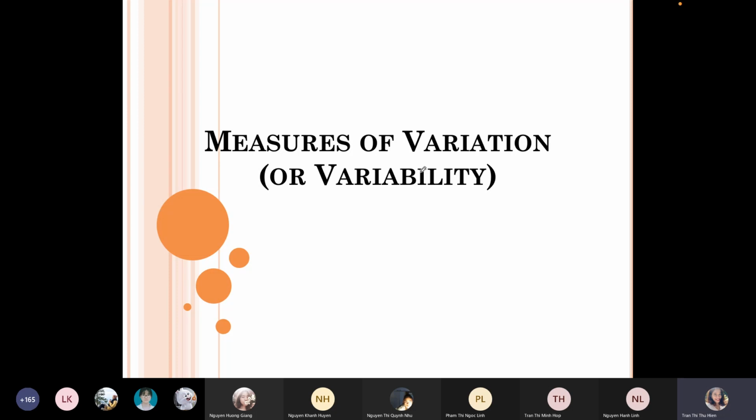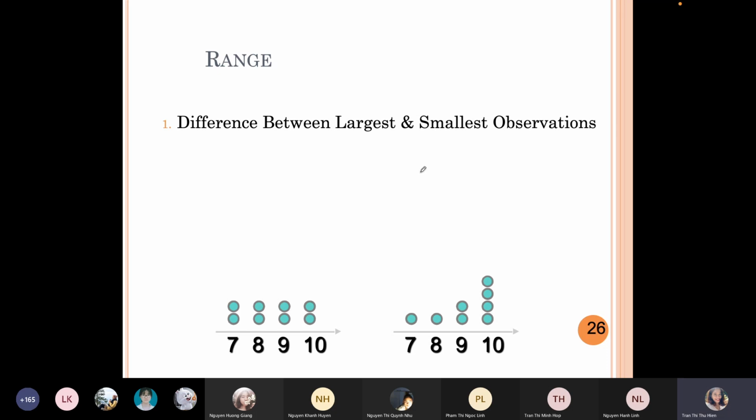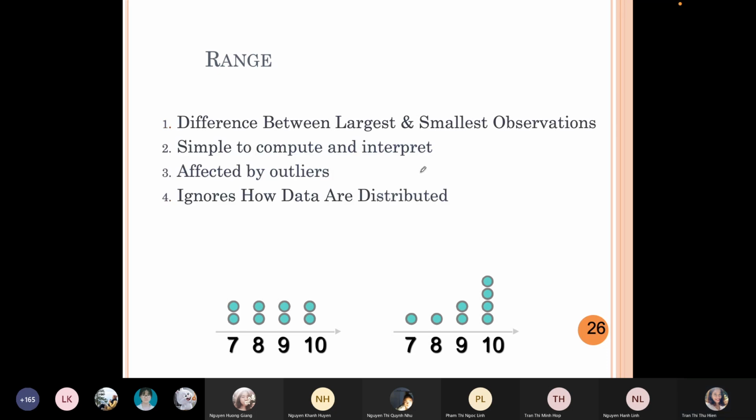This is the measure of variability. The simplest measure of variability is the range. The range is the difference between the largest and smallest observation. It is simple to compute and interpret, affected by outliers, and it ignores how data are distributed.